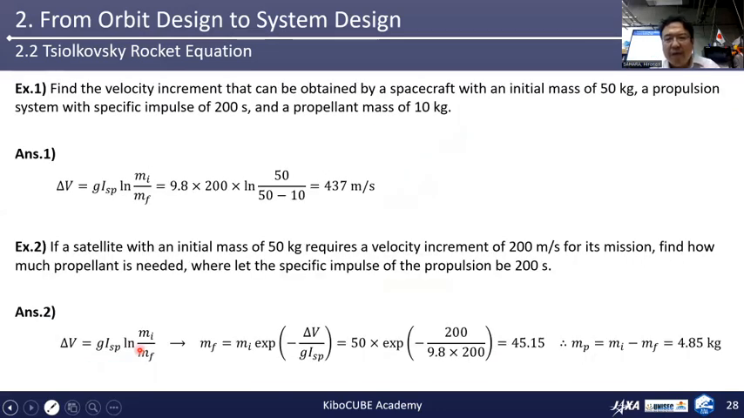For example, if the initial mass of the satellite is 50 kilograms and the propulsion system with a specific impulse of 200 seconds is used, a velocity increment of 435 meters per second can be obtained if the propellant mass is 10 kilograms. Alternatively, if the initial mass of the satellite is 50 kilograms and the required velocity increment is 200 meters per second, the required propellant is 4.85 kilograms using a propulsion system with a specific impulse of 200 seconds.